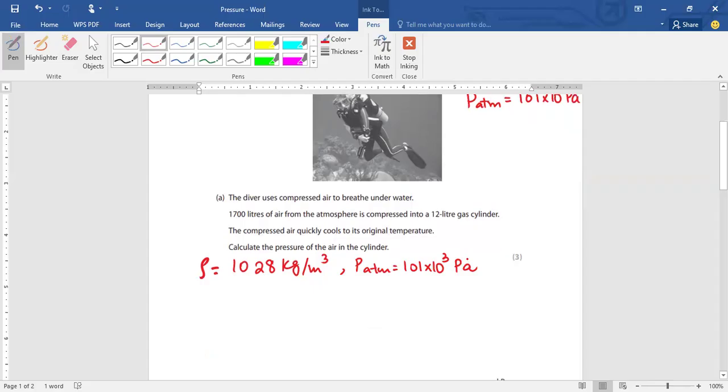The diver uses compressed air to breathe under the water. 1700 liters of air from the atmosphere is compressed into a 12 liter gas cylinder. The compressed air quickly cools to its original temperature. Calculate the pressure of the air in the cylinder. So inside the cylinder, how much gas is there?